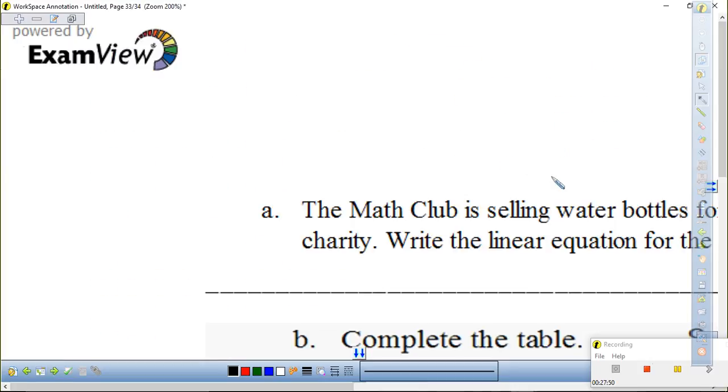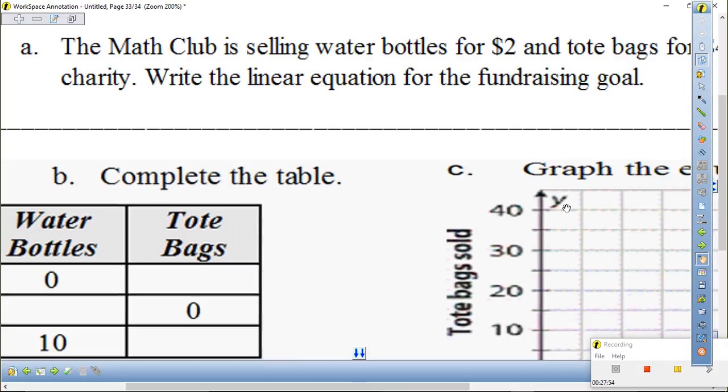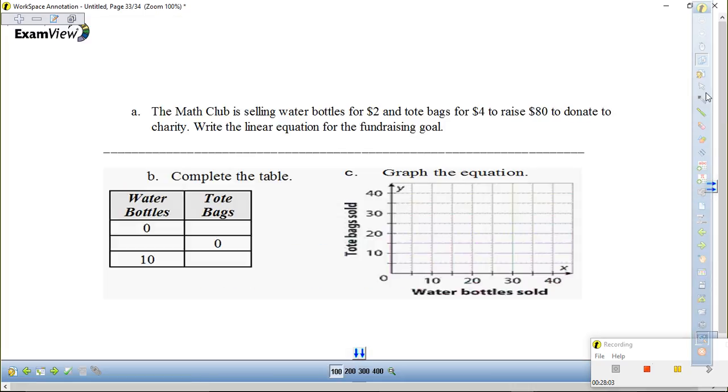23, Michael Jordan. Last one. Here we go. There's 4 more after this, but I'm going to stop right here. So it says, the math club is selling water bottles and tote bags. So look at the graph that they give us. The water bottles are which variable? X. That means these are X. And the tote bags are Y. So how do we write an equation using the X, the 2, the 4, the Y, and the 80?